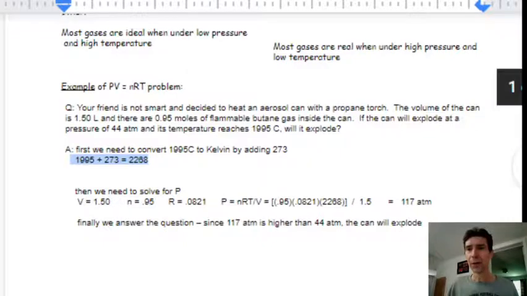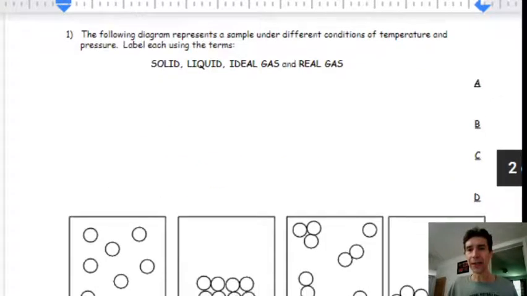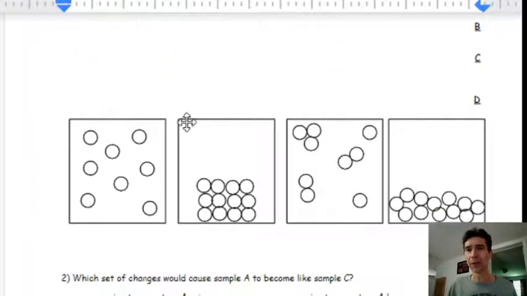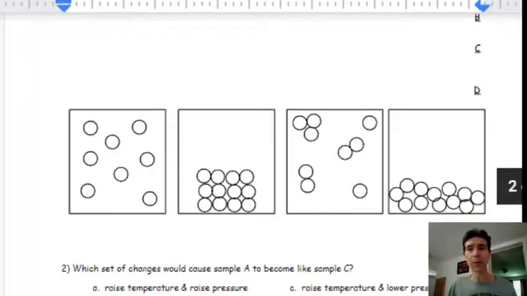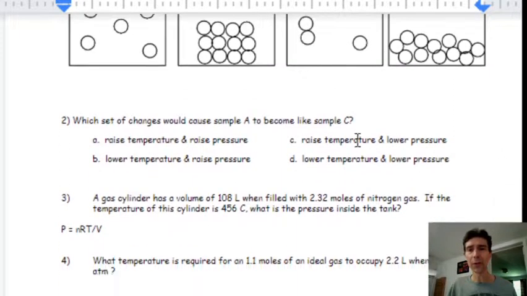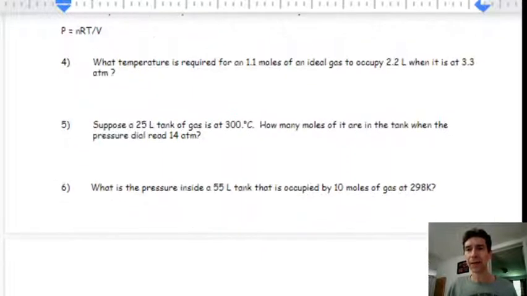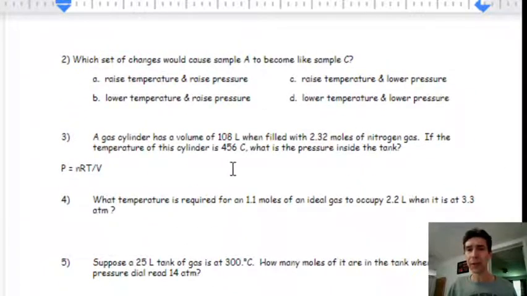And so the second page of this thing, it just asks you to look at these pictures and label them as ideal, real, or solid, or liquid. And number two, it just asks you what conditions make something real. Just kind of look at what I wrote up above. And then these equations right here, these four problems, there's just 6 problems in total.